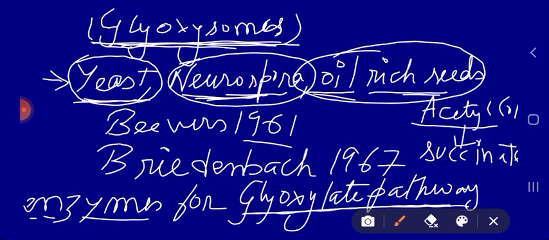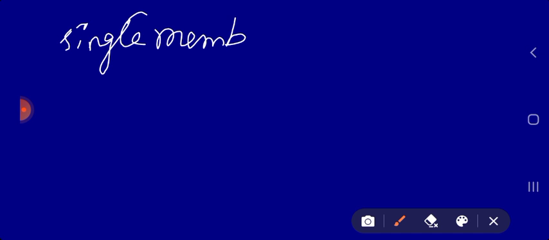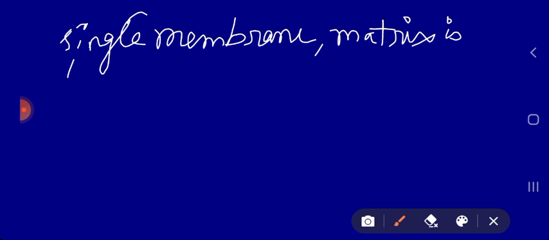So this was about glyoxysomes. Glyoxysomes have a single membrane and their matrix is finely granular. It also has a core in the center. So the glyoxysome has a single membrane and the matrix is finely granular.